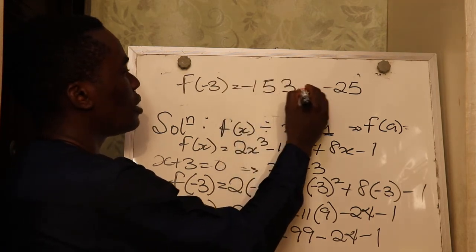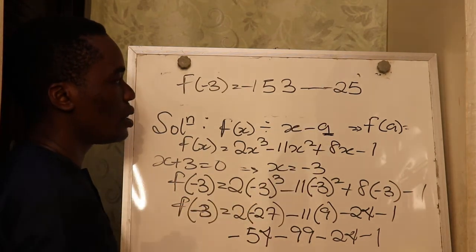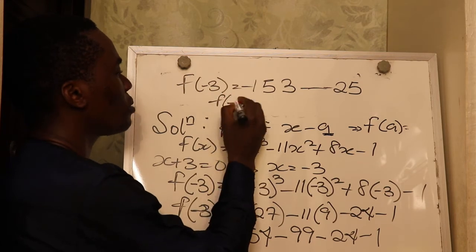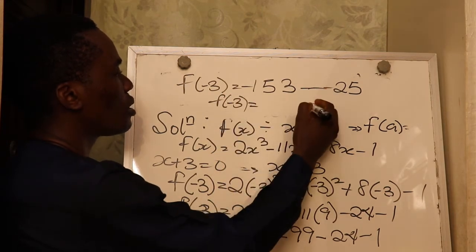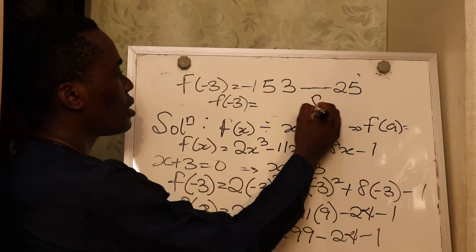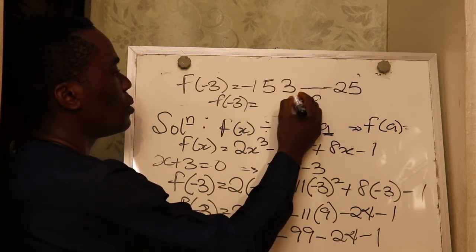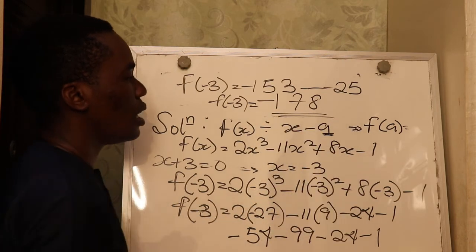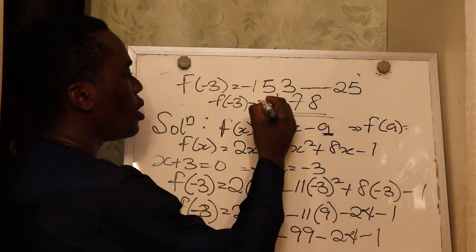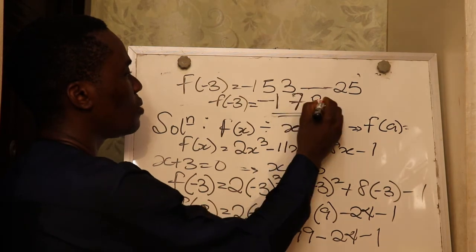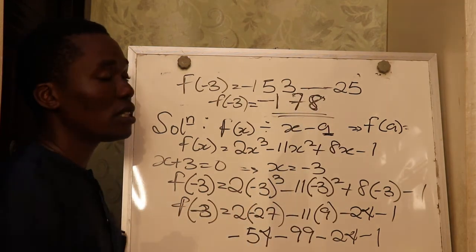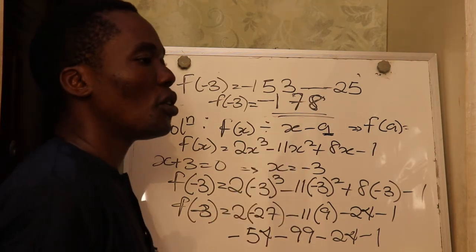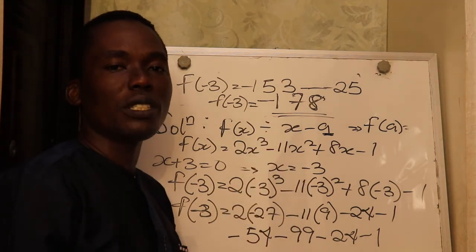That will give you minus this, minus this. So if you add these two together, you are going to have your f of minus 3 to be equal to what? This will give you 8, this will give you 7, and this will give you 1. Minus 178. So the remainder will be equal to minus 178. If you know what you are doing, this question is not supposed to take you more than 40 seconds.